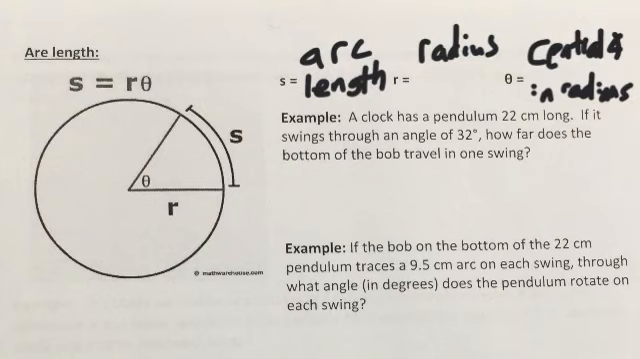So here's our first example. A clock has a pendulum that is 22 centimeters long. So imagine I've got a grandfather clock. So there's the pendulum, and it is 22 centimeters long. It swings through an angle of 32 degrees. So you know how pendulums swing from one side to the other. Well, its maximum swing from one to the other is 32 degrees.